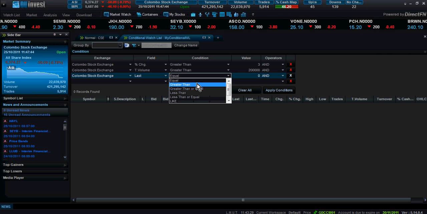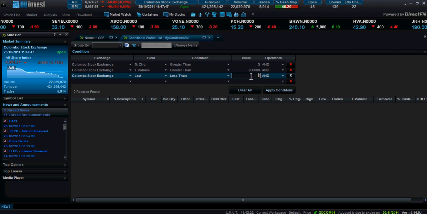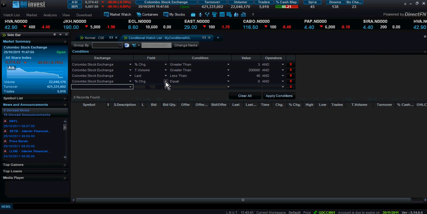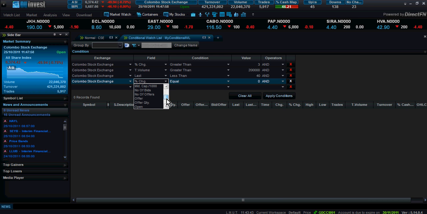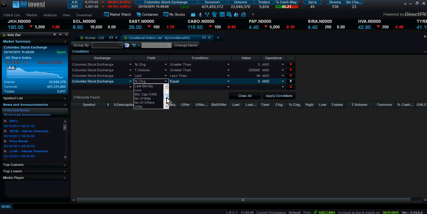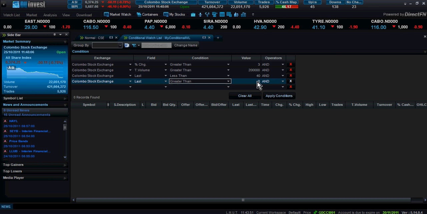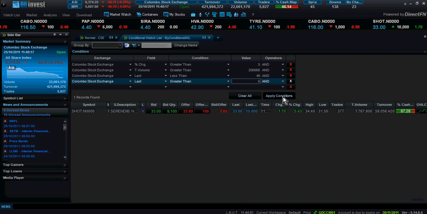last is less than 100 rupees, or maybe let's say 40 rupees, and again the last price is less than 40 and greater than 5 rupees. So I'm into penny stocks, let's say. Then from here I'll apply the conditions, and immediately, on a real-time basis, it picks out the information that I am looking for based on my criteria.